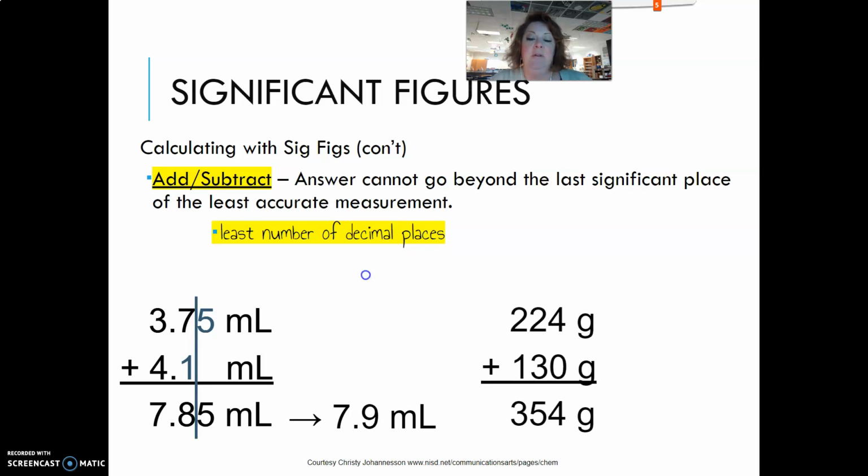Let's look at this one. 224 grams and 130 grams. Well, there's no decimals, but we're looking at the digits. So we do the math first, 354, and we look to see where that last digit is. And that's where we're going to put the significant digit, and that's where we're going to put that line. So we know that our answer can only have two significant figures. That 4 is still important, but it doesn't need to be rounded. It's there for a placeholder. So that's going to be 350 grams.